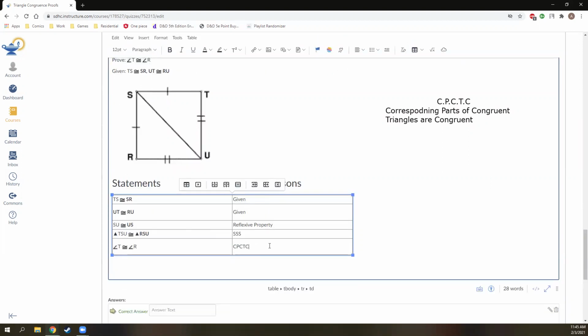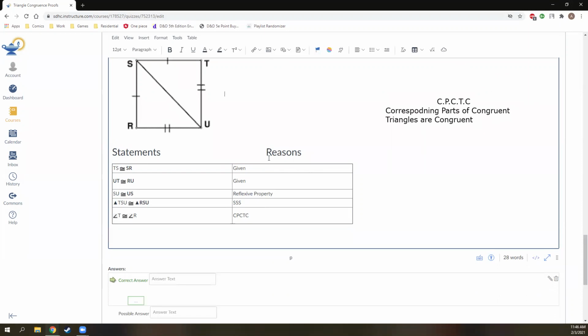You will never see this reason, CPCTC, anywhere else in a proof, ever. It's always the last reason. And right above it is always one of those five saying these triangles are congruent to each other, which are, again, SSS, SAS, ASA, AAS, or HL. I know it's a lot of letters and so many acronyms. I'm going to put the notes at the top of the quiz, of course, but the only two new concepts that I'm talking about are HL and CPCTC.